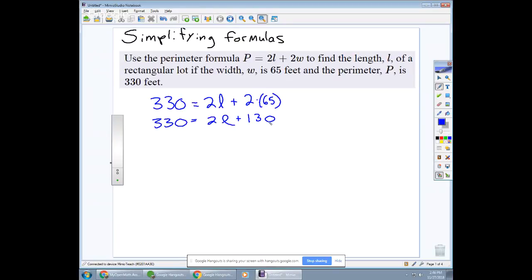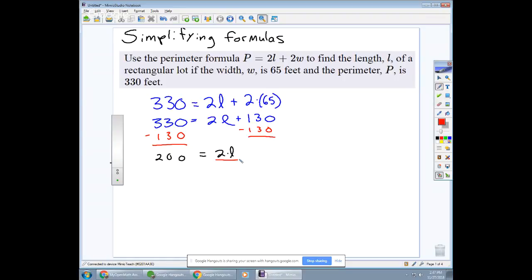To solve for L, we'll get rid of the 130 first. Since it's added, we'll subtract 130. The reason is that if we add 130 and subtract 130, that's like putting a 0 there. So minus 130 on this side. And so we get 0, and 200 equals twice the length.